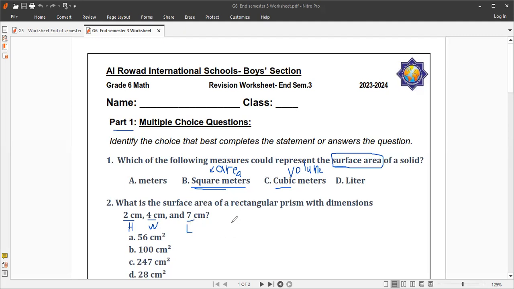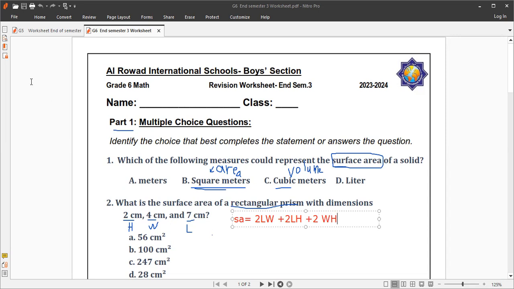Now the rule is the surface area of a rectangular prism. Focus with me, it's a rectangular prism. The surface area is, we can write the formula here: surface area equals 2 times length times width plus 2 times length times height plus 2 times width times height.